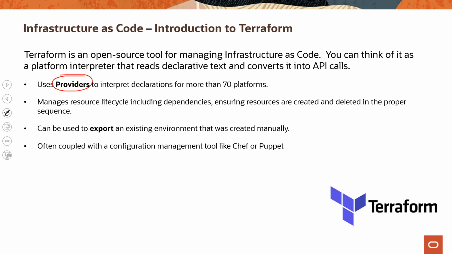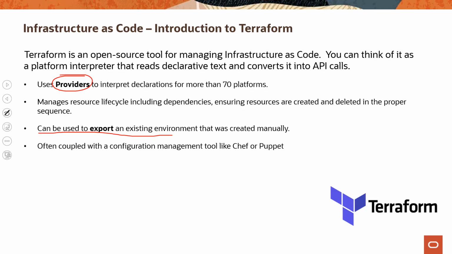Now, Terraform can also be used to export existing environments. So if you've deployed something manually within OCI and you would like to take that environment and begin to manage it with Terraform, you can use the Terraform discovery feature to export those resources into a Terraform configuration. You can retrieve the Terraform state along with that, and then begin to manage that environment exclusively through Terraform.